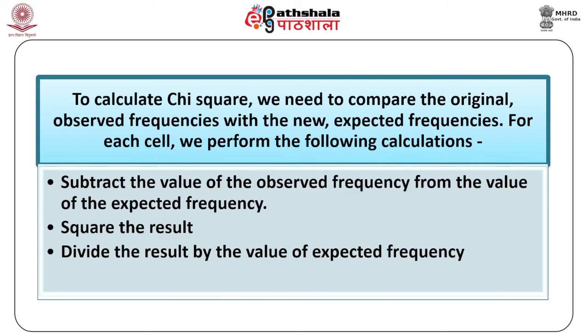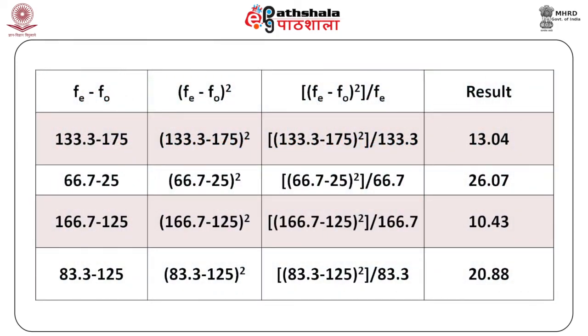For each cell, we perform the following calculations. First, subtract the value of the observed frequency from the value of the expected frequency. Then, square the results. And lastly, divide the results by the value of the expected frequency. For each cell above, we have the following table which shows calculations of Fe minus F0, then squaring the results thereof, and then dividing the squared result by Fe, we get the final result.